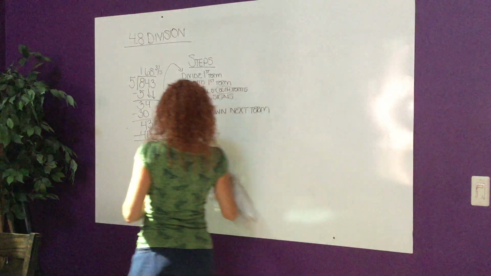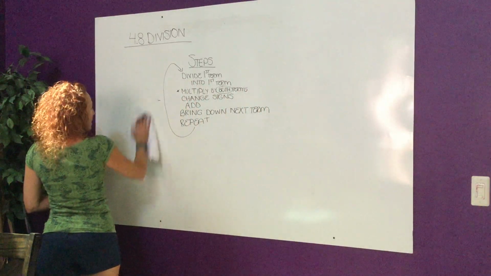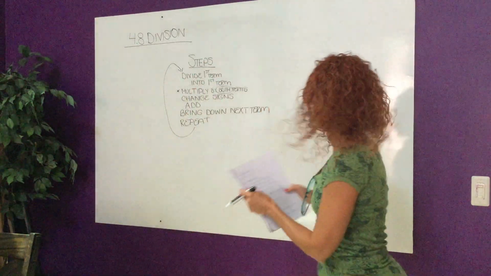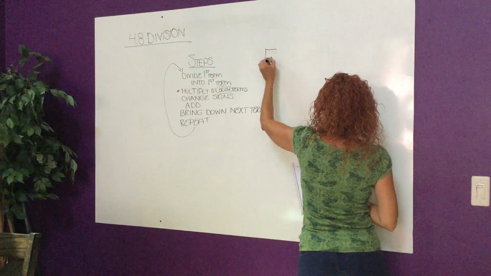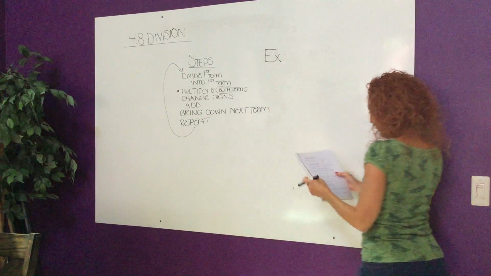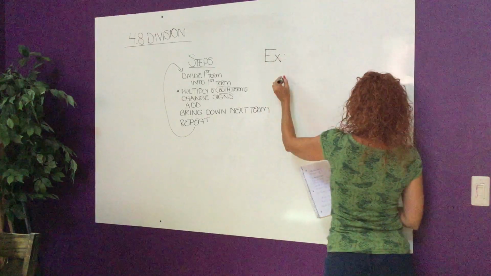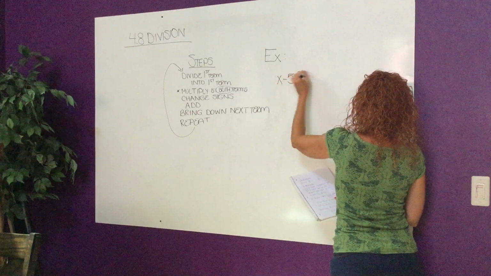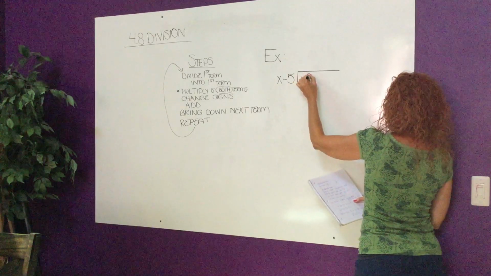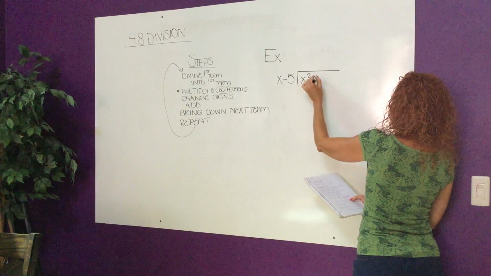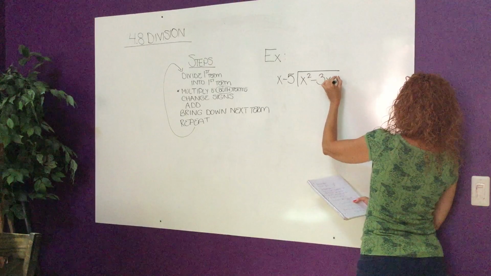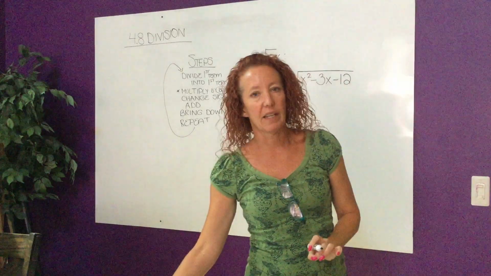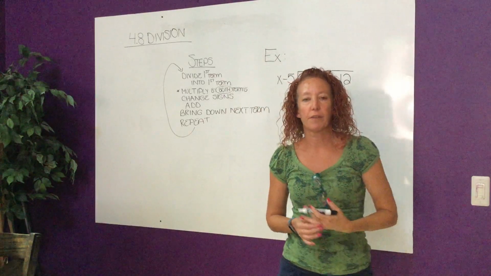I'll leave the steps up here. I'll erase this. And I'll just set it up right away so that we can jump right into the divide. So our example B, if you will, is x minus 5 into x squared minus 3x minus 12. And this can be a very tricky skill for some students.